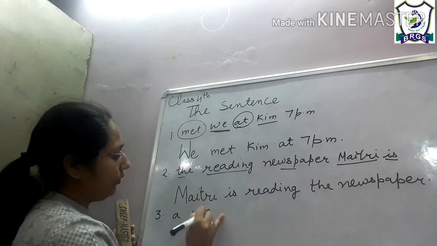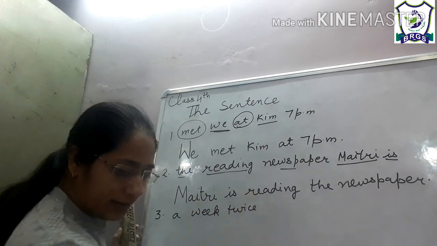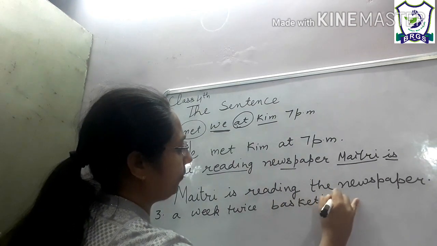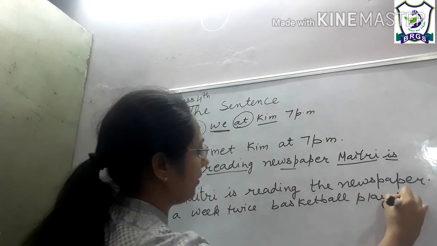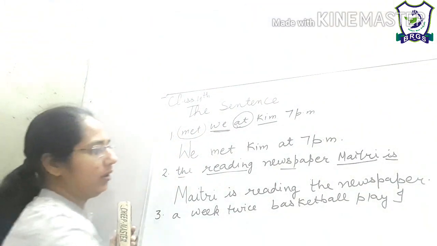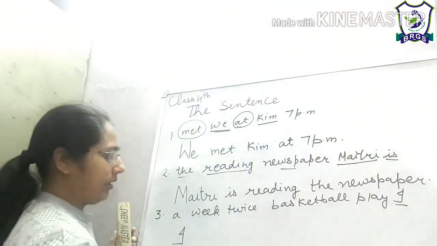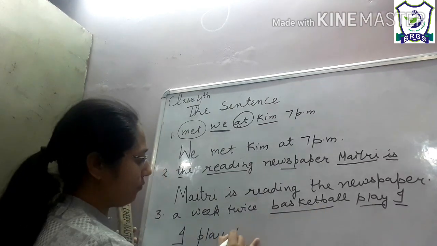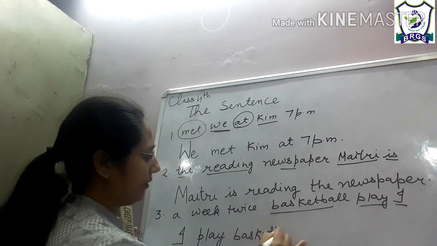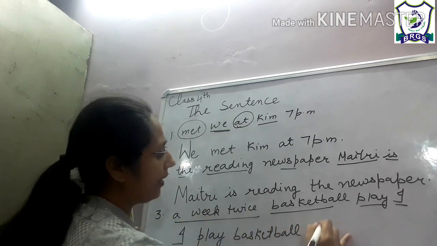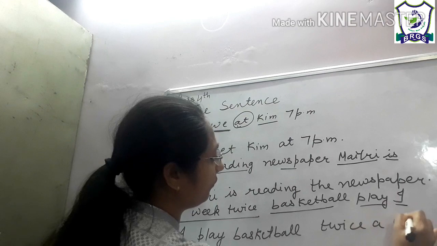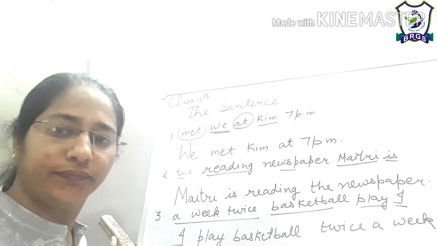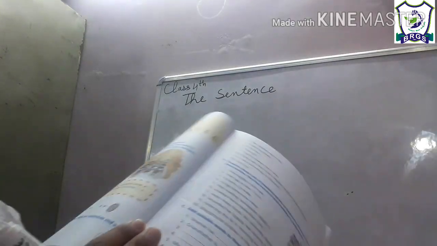A week, twice, basketball, play I. Okay. Now the pronoun will come first, then we will have the verb, then we will have the object, then we will have the time, twice a week, and we will end it with the full stop. Understood? Everything is clear to you? Now we will move to our exercises.